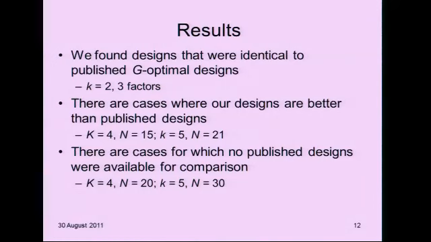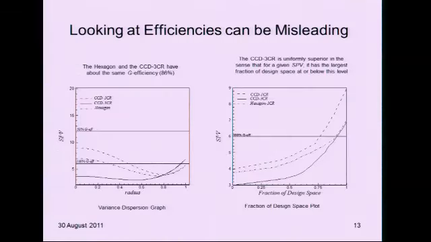As I mentioned, we found designs that were identical to published G-optimal designs. For the 2 and 3 factor cases, there are published designs; John Borkowski's paper has them. And we found some cases where we actually beat published designs: k equal to 4, n equal to 15, and k equal to 5, n equal to 21. We did a little better than the published designs. There were also some cases with no published designs to compare with, so we just looked at the G efficiency, and the G efficiencies were either 100% or 99 point something percent. So we feel pretty sure that we found good designs.